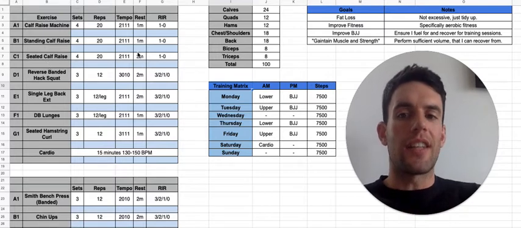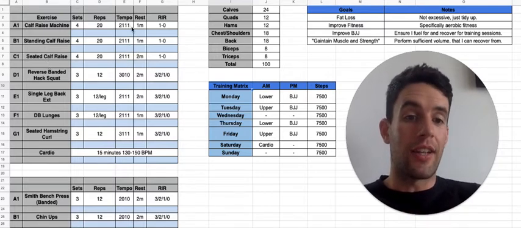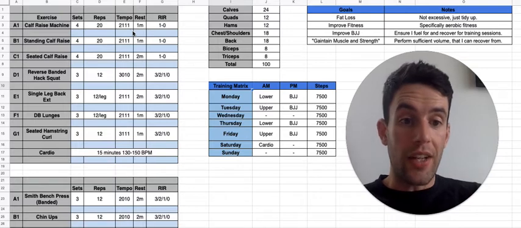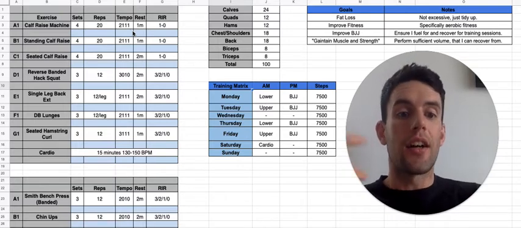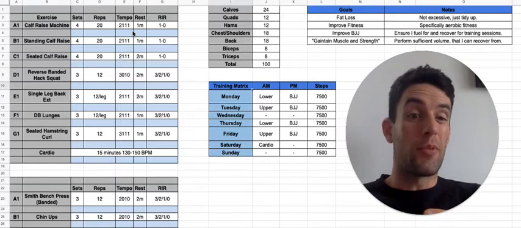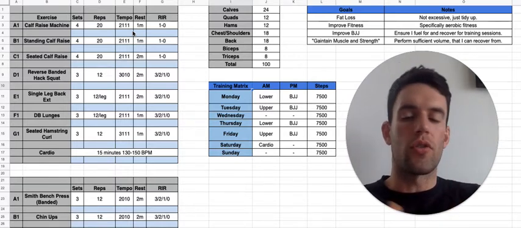And the tempo on these, it's just a controlled tempo. I have it written down there. So it's a 2-second eccentric, 1 second hold in that bottom position, 1 second concentric, 1 second hold in that top position. And that's what I'm just doing for all of those movements, just so they're very controlled, standardized, right?